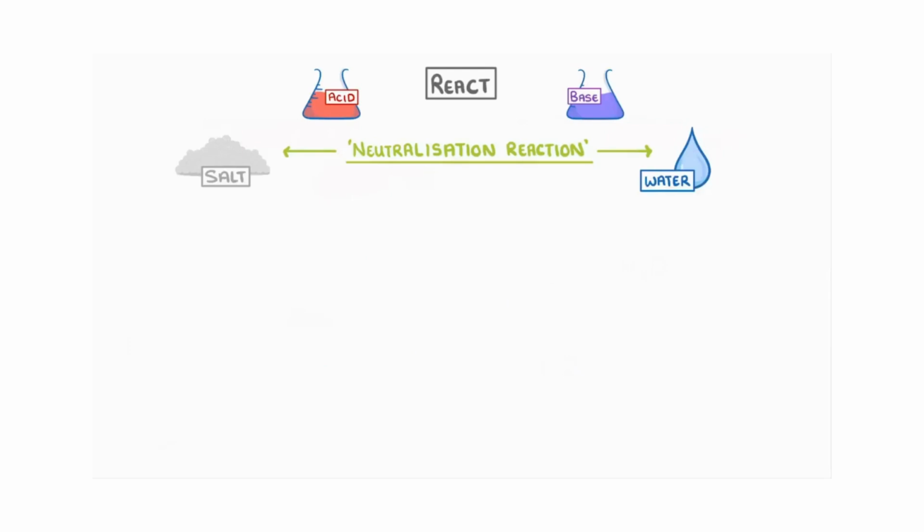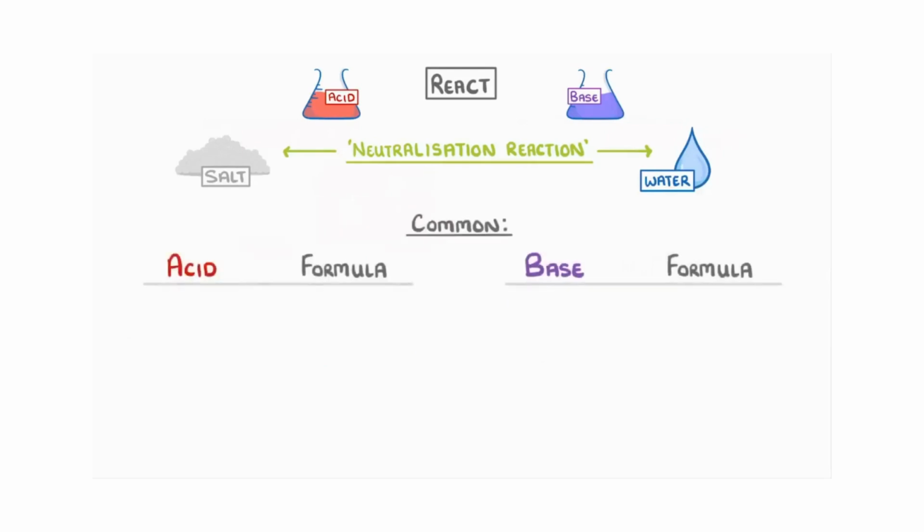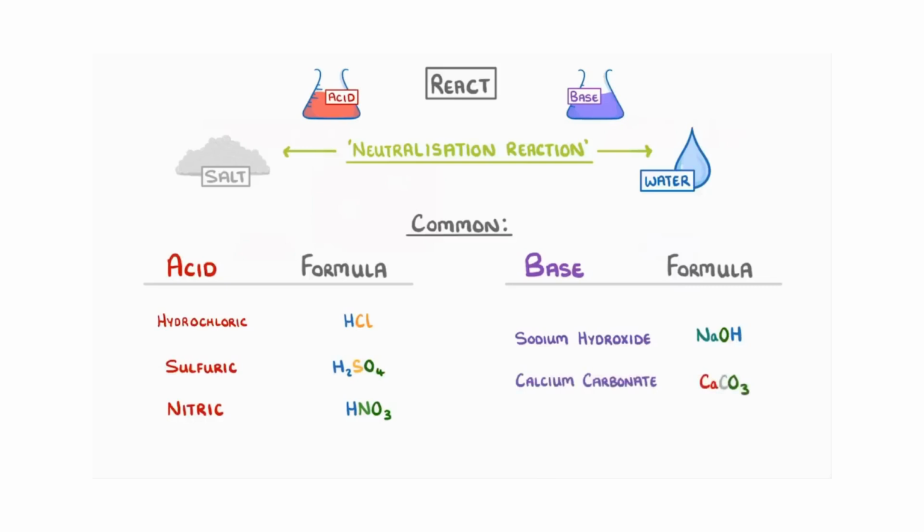Before we finish, I just want to point out some of the common acids and bases that you'll come across in the course. The main acids are hydrochloric acid, sulfuric acid, and nitric acid, while the common bases are generally hydroxides or carbonates, like sodium hydroxide or calcium carbonate. There are loads more, but it's definitely worth learning these few, as they crop up a lot.